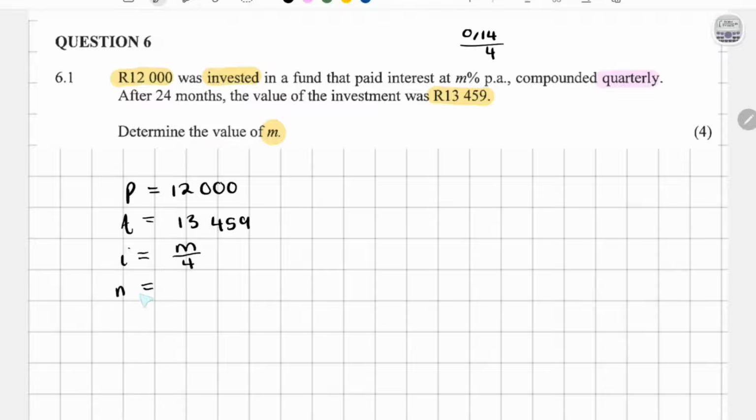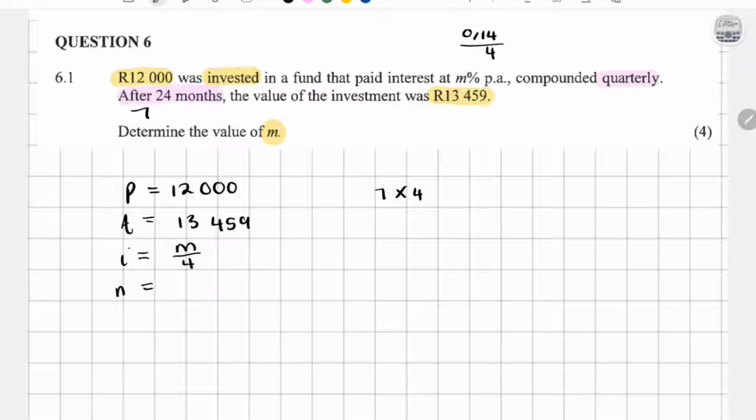Now we have to figure out N. So N is the time period. They tell us that it is after 24 months. But we also have to remember that this is compounded quarterly. So how many quarters is 24 months? One way we can convert this is, normally they usually give you this information as years. They would tell you, let's say this thing has been invested for 7 years. So if you knew that was 7, you would have just said N is equal to 7 times 4 to put it in quarters.